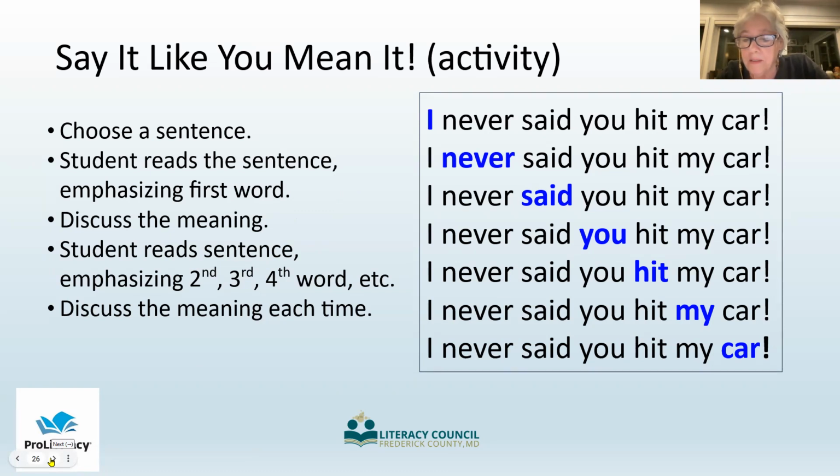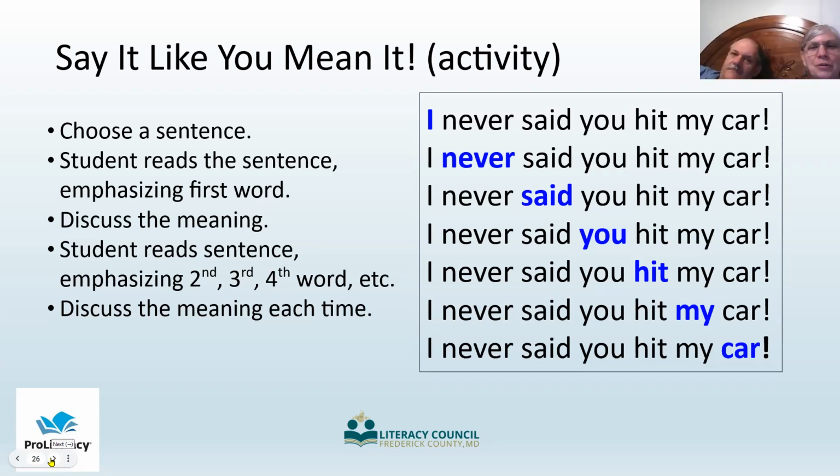Would somebody like to volunteer to read that sentence, putting the emphasis where it is in the blue on the word? And so the rest of us can hear how different it is? I will give it a try. Great. Who's that? This is Anne with Doug Portner. Thank you.